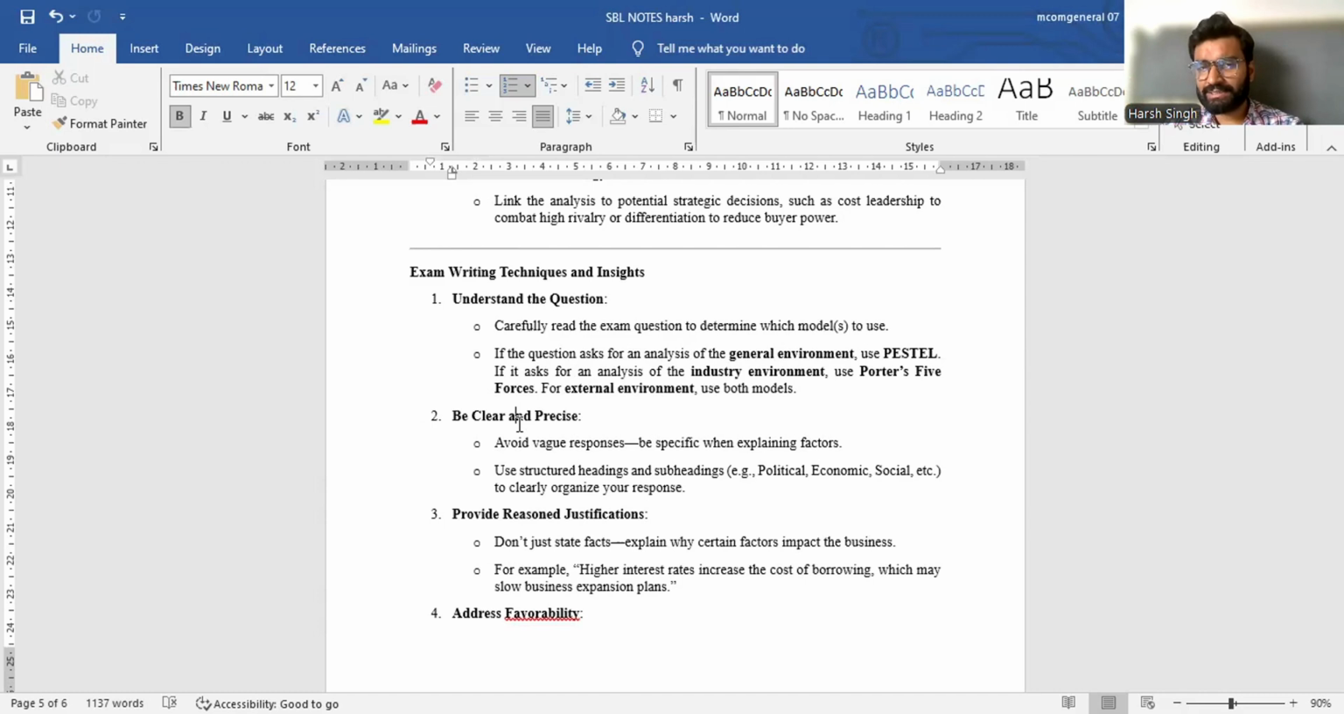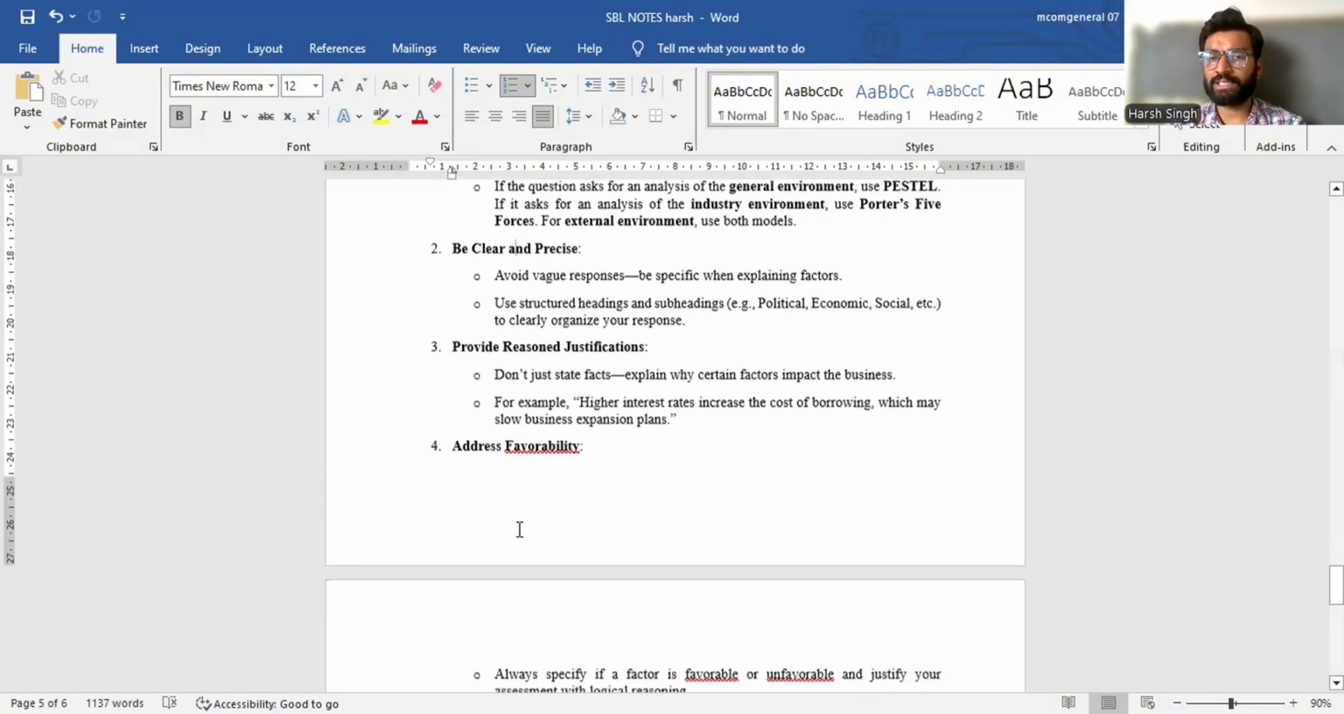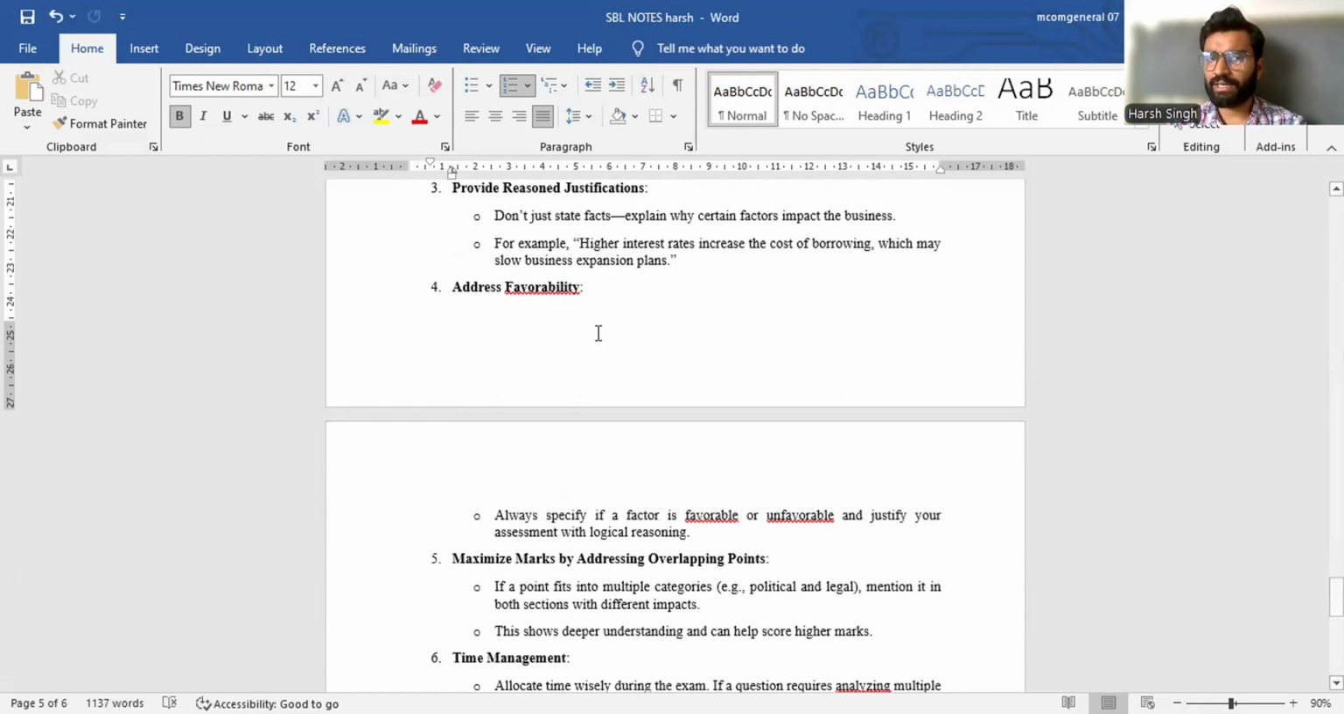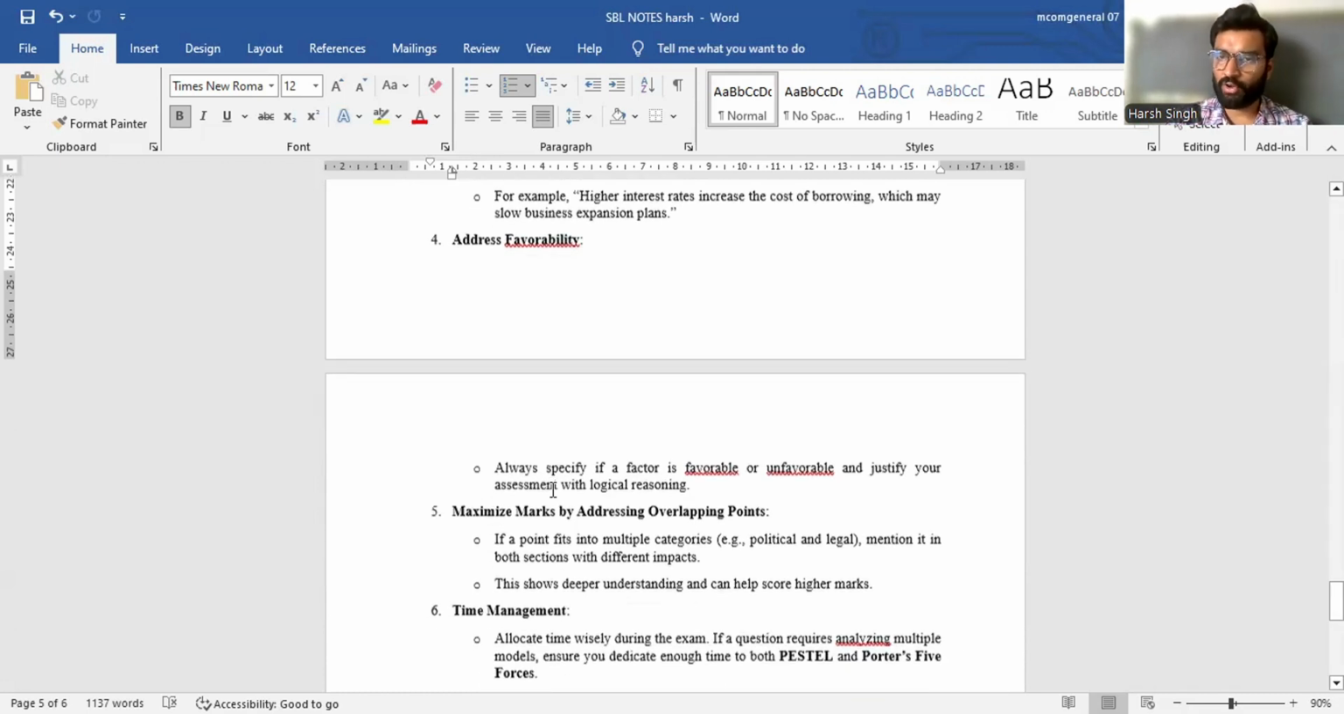Be clear and precise, avoid vague responses, be specific when explaining factors. Use structured headings and subheadings. These are very important, everyone. And don't just state facts. Explain why certain factors impact the business. For example, higher interest rates increase the cost of borrowing, which may slow business expansion plans. Correct? Address favorability. Always specify if a factor is favorable or unfavorable and justify your answer with logical reasoning.